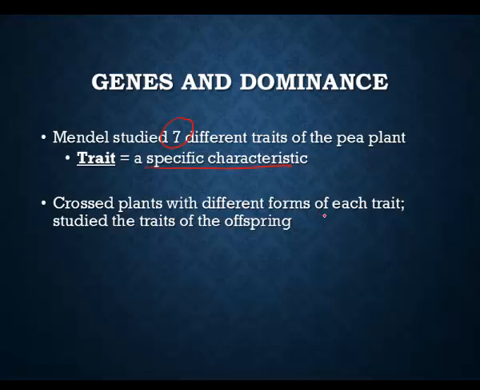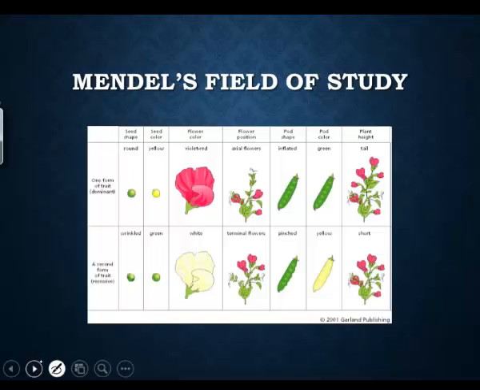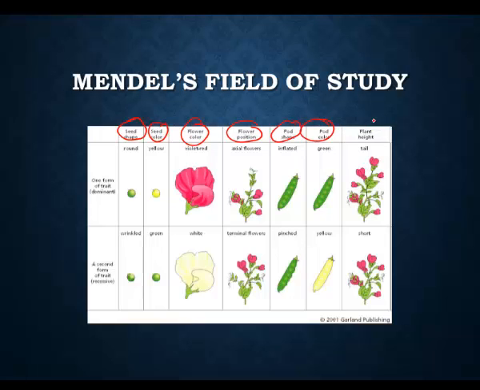So he crossed plants with different forms of a trait and studied what happened. Basically, he's like, well, if I take a purple plant and a white plant, or a plant with white flowers, and breed them, what am I going to get? So here's some of the traits he studied. He studied the shape, so that's our gene really, the shape of the pod of the pea, the color of the pea, the color of the flower, position, the pod shape, the pod color, and the plant height.